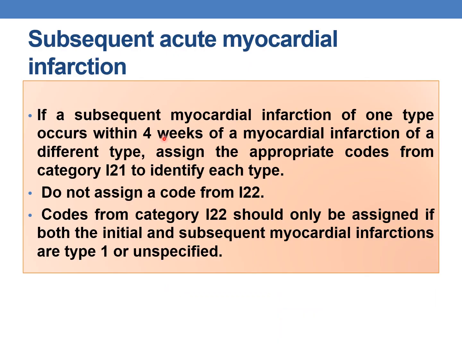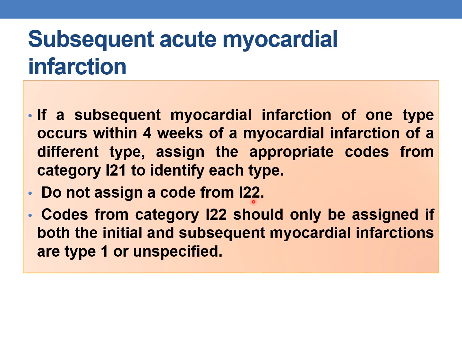The next point is, if a subsequent myocardial infarction of one type occurs within 4 weeks of a myocardial infarction of a different type. For example, first a type 1 myocardial infarction has occurred and later on a type 4 myocardial infarction has occurred. Here 2 different types of myocardial infarction have occurred within the 4 weeks time frame. Then you need to assign the appropriate codes from the category I21 to identify each type. In such a case, whenever the type is different, you should not assign a code from I22.